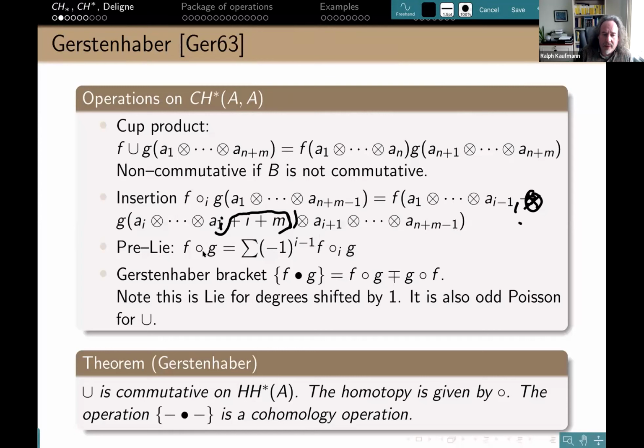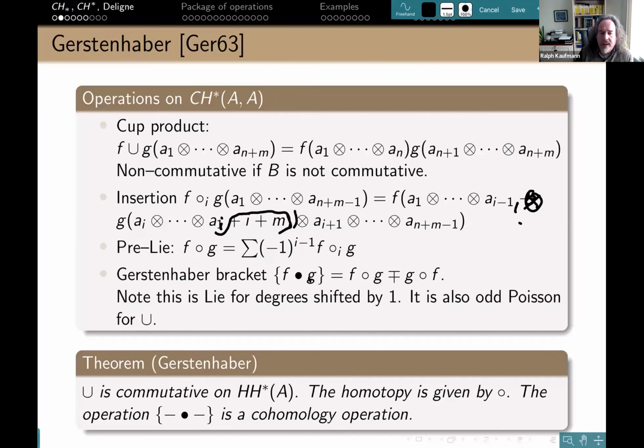Then Gerstenhaber realized something nice, namely you can sum over all these operations and you get a structure that is not quite associative, but it's pre-Lie. What pre-Lie means is that if I take the commutator, then I get a Lie algebra, except that you have to be a little bit careful with signs, and this is true for the whole story. This is not quite a Lie bracket, it's an odd Lie bracket, because the operation, indicated by the bullet, has degree 1.